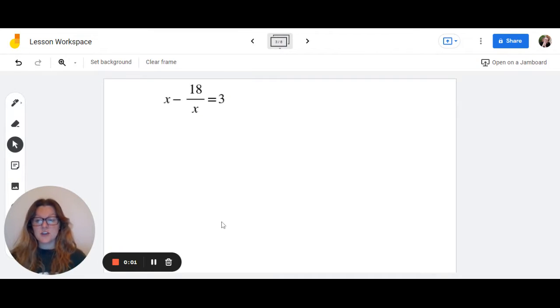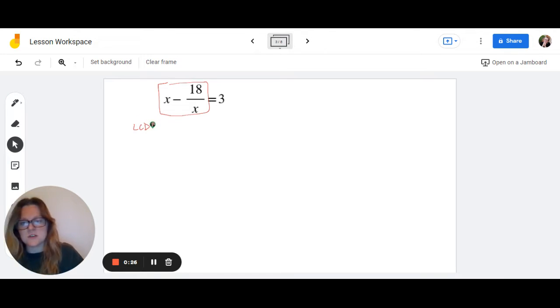Alrighty, let's go ahead and look at example number 1. So we have x minus 18 over x is equal to 3. Whenever I'm solving rational equations, I only want one rational expression on the left and one rational expression on the right. So the first thing I'm going to do is deal with this part and try to combine those. So x minus 18 over x, before I subtract them, I have to find my least common denominator.